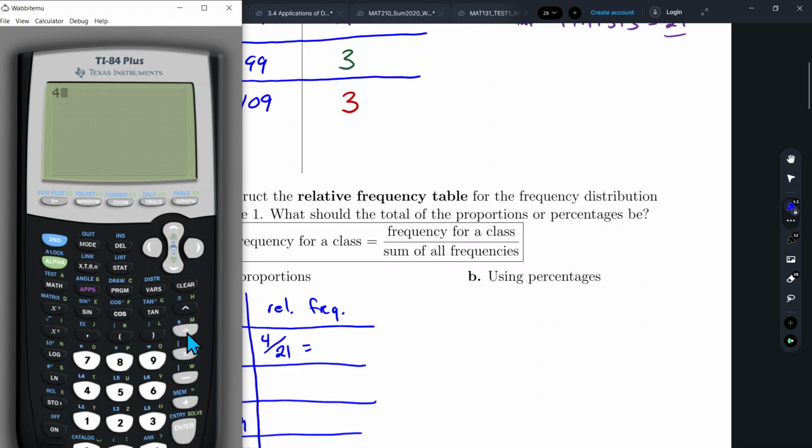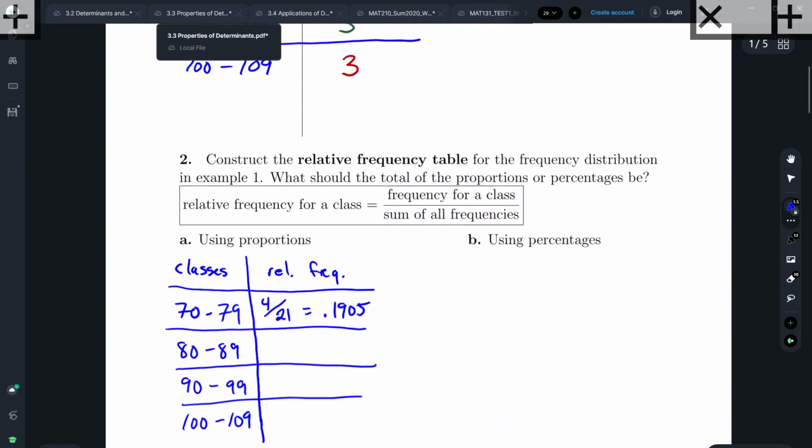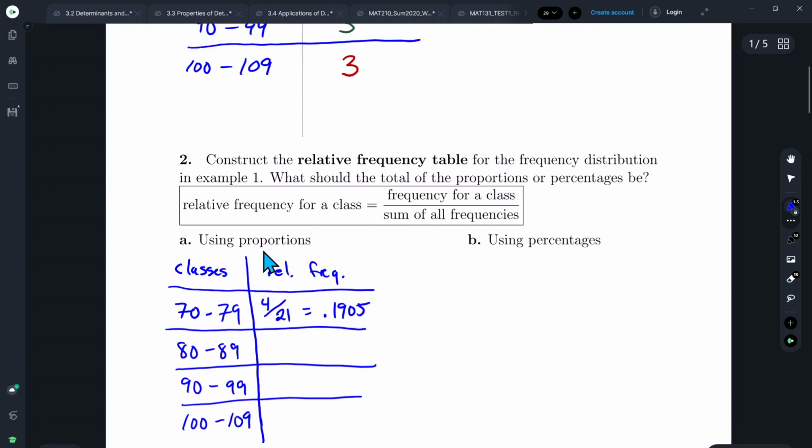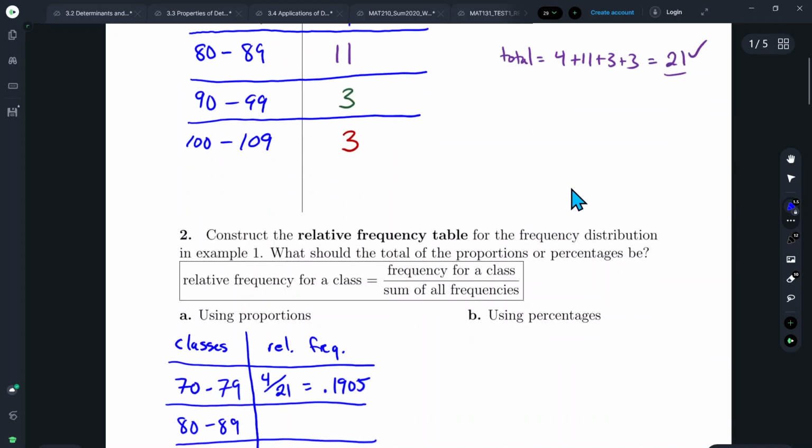Okay, so 4 divided by 21 is equal to 0.1905. So let's round to 4 decimal places. And then we do a similar calculation for the other classes. Right, so we take each individual frequency for the class and divide by the total.